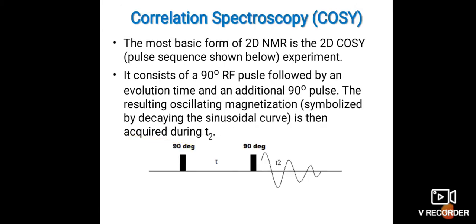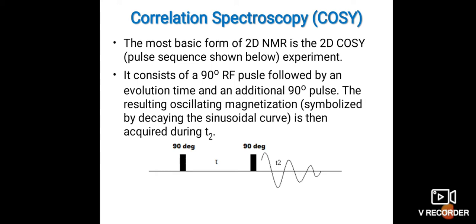Then we come across COSY, that is correlation spectroscopy. Correlation spectroscopy is again a two-dimensional NMR spectroscopy, 2D COSY. Here the pulse sequences are going to be like this. There will be a first 90-degree pulse, followed by again a 90-degree pulse. The first pulse is going to be given.